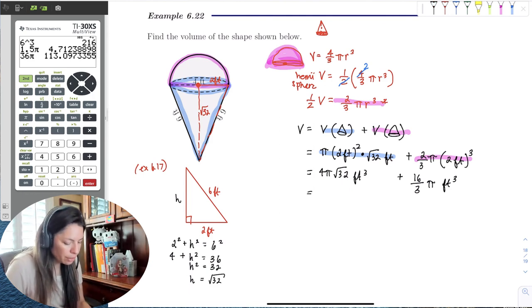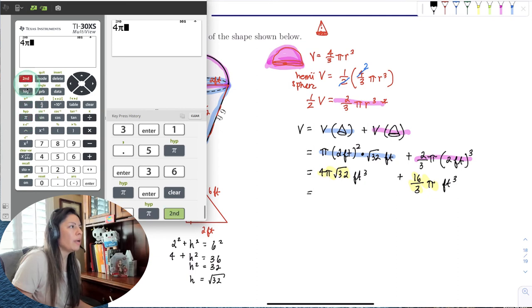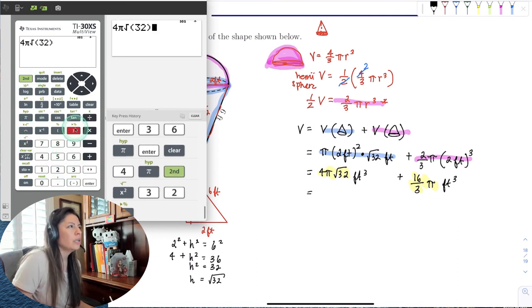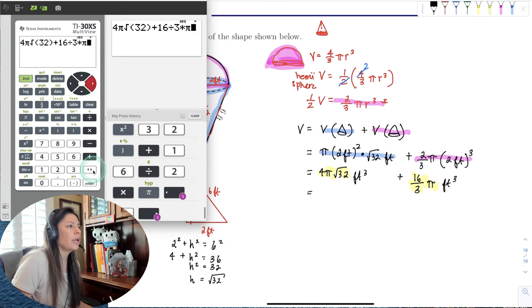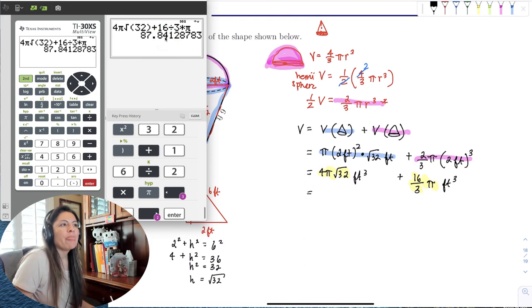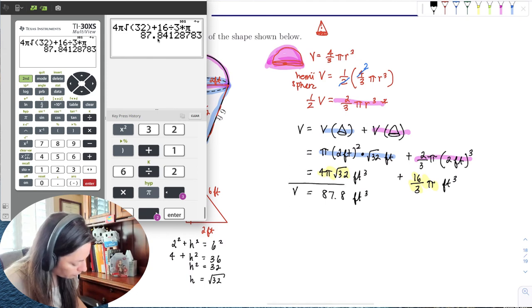And then I'll go ahead and put this in the calculator. So here I'm going to have 4 pi, the square root of 32, plus 16/3 pi. Okay, enter. Everything is given to us in whole numbers, so I'll go ahead and round to the nearest tenth. The test digit 4 is below 5, so it'll be 87.8 cubic feet.